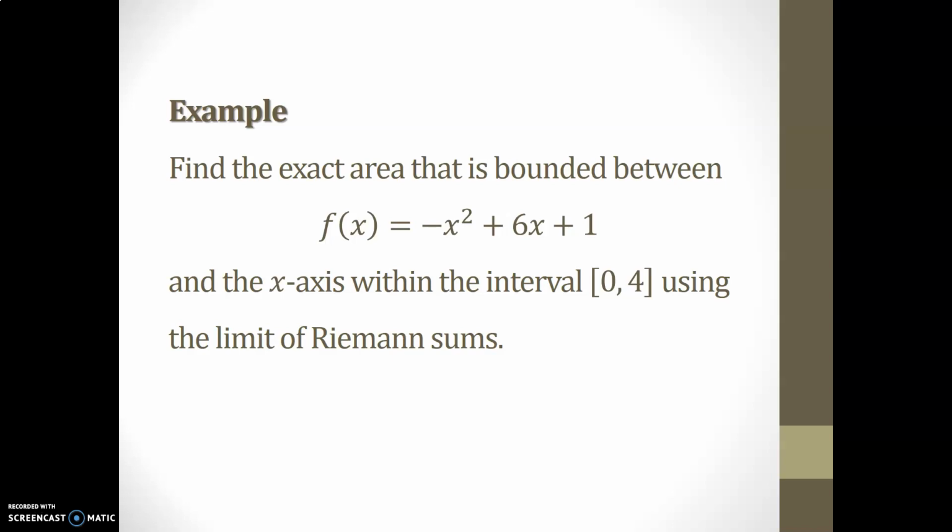We're going to find the exact area that is bounded between the parabola minus x squared plus 6x plus 1 and the x-axis, staying within the bounds 0 to 4 using a limit of Riemann sums. This is the same function that we estimated with a finite number of rectangles in our previous slideshow.